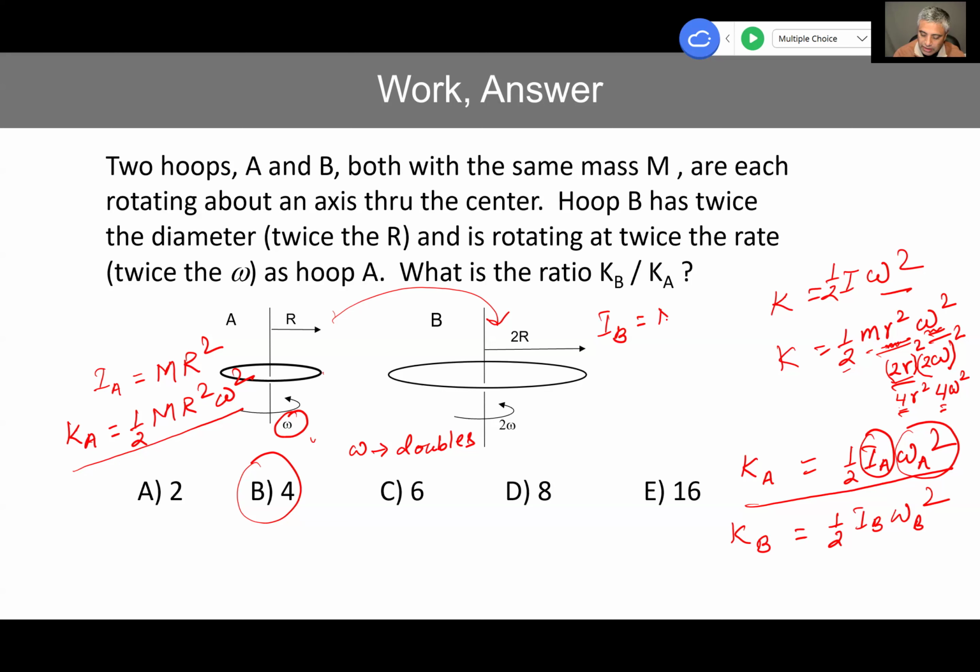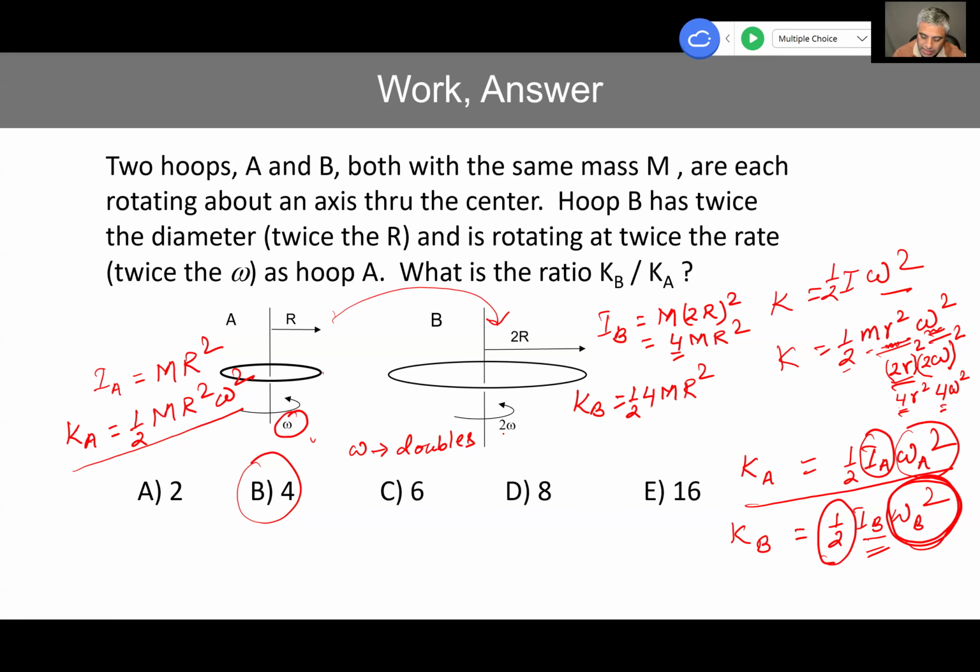So it is M R squared, but R is 2 times R squared. So it's going to be 4 M r squared. See how the factor of 4 is coming out there. And then now KB is going to be half times IB, which is 4m r squared. Oh, we also need half. For kinetic energy, we do, right? We have half, and IB is 4m r squared. And then now we need omega B.